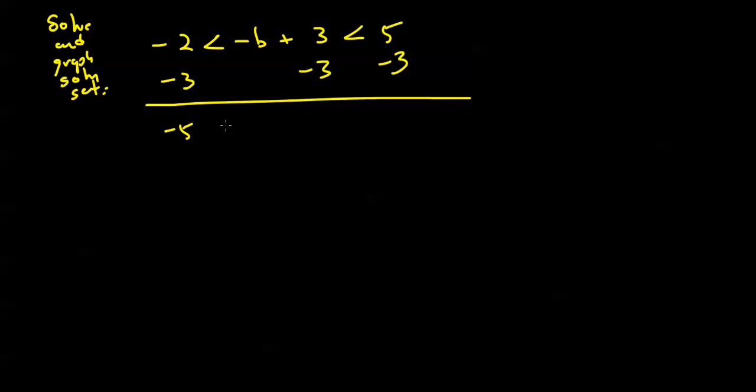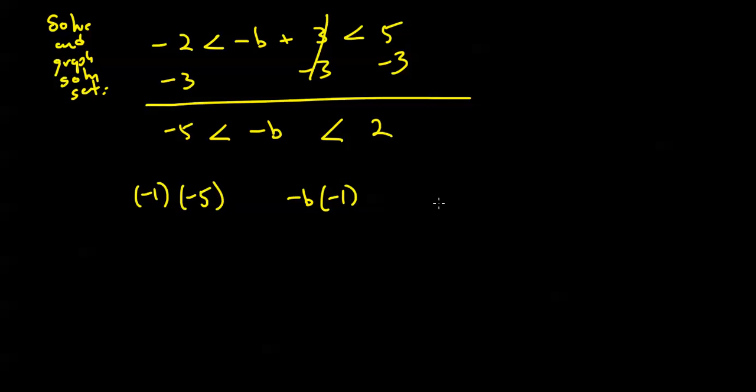I'll get minus 5 is less than minus b. The 3's and the minus 3's cancel in between, and 5 minus 3 on the right end is, of course, 2. Now, I'm going to solve for b, not negative b, so I'm going to want to multiply each piece of this inequality statement by negative 1. And if you multiply an inequality through by a negative, both sides, you've got to reverse the arrow. It's an easy step for students to forget.